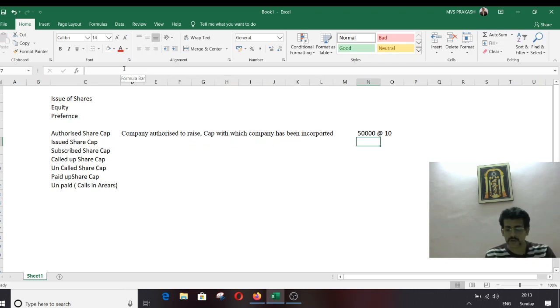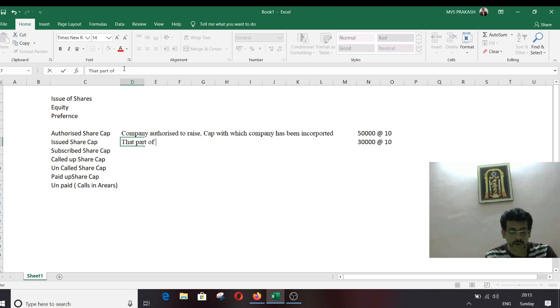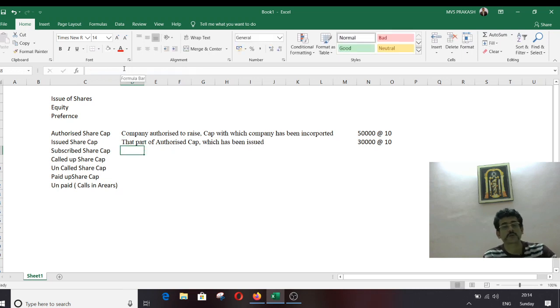Say I require only 3 lakhs. Then 30,000 shares will be issued at 10 rupees, and thereby I will get the required amount of 3 lakhs. So issued share capital is that part of the authorized share capital which has been issued.